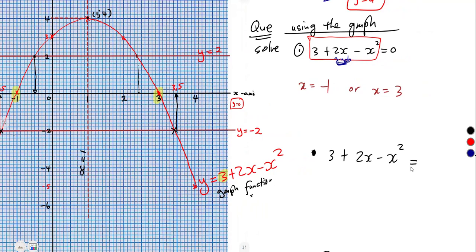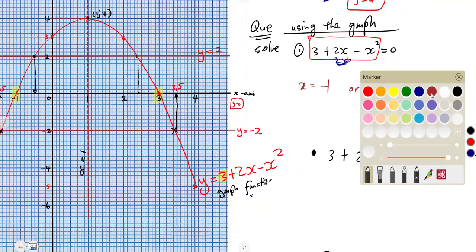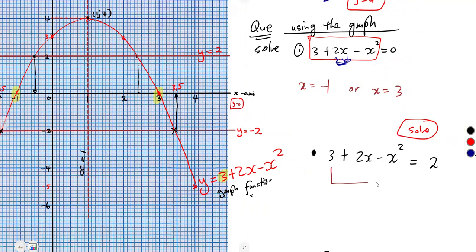They equate this to any line that they want you to use. Is it y is equal to 2? So let's say they give us this, 3 plus 2x minus x squared is equal to 2. Let's say you're being asked to solve when it is like this. Guys, this is exactly our question function, 3 plus 2x minus x squared. Exactly our question, our graph as it is from the graph. But now they're saying it is equal to 2.